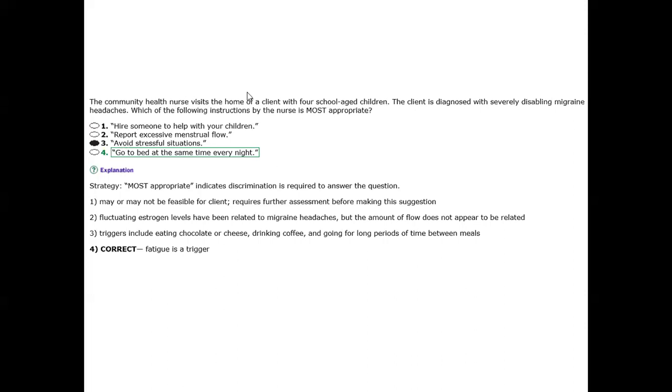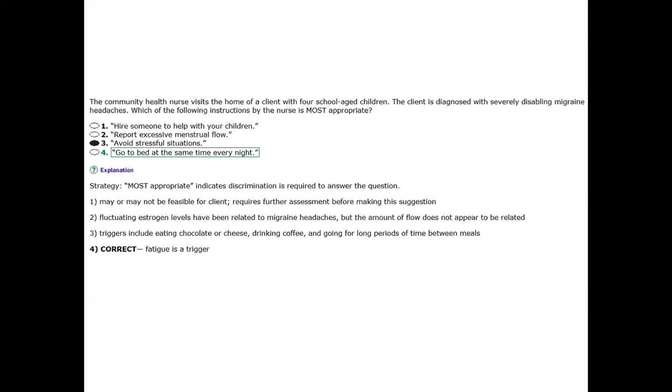The community health nurse visits the home of a school-age child. The client is diagnosed with a severely disabling migraine headache. If the patient has a migraine headache, what is the best option for them? They said, go to bed at the same time every night. Why do we choose it? Because fatigue is a trigger to start the migraine. Right? Fatigue is a trigger to start migraine.